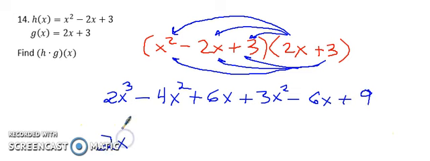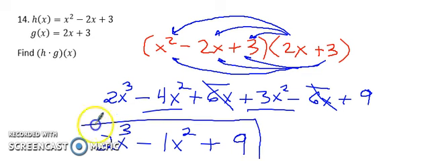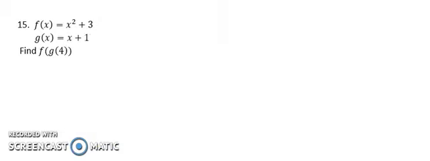So we have to combine our like terms. We have 2x to the third power, which has no other like term. Minus 4x squared plus 3x squared is a minus 1x squared. And then we have a 6x minus 6x. They cancel off. And we have a 9 remaining. So this is our final answer. Let's move to the next one.